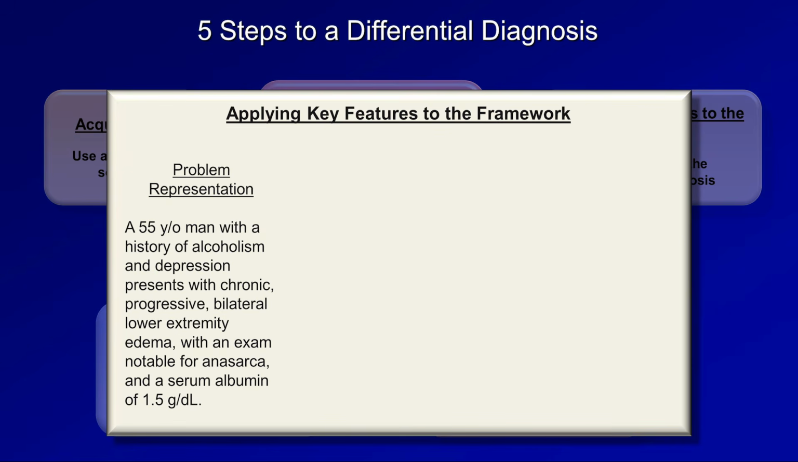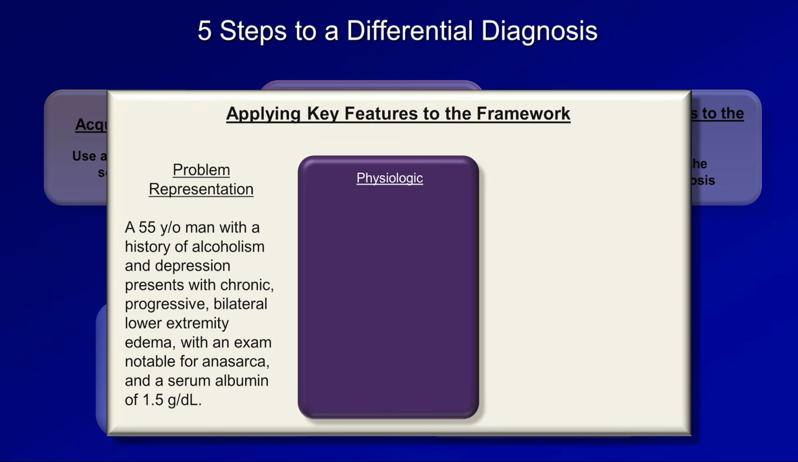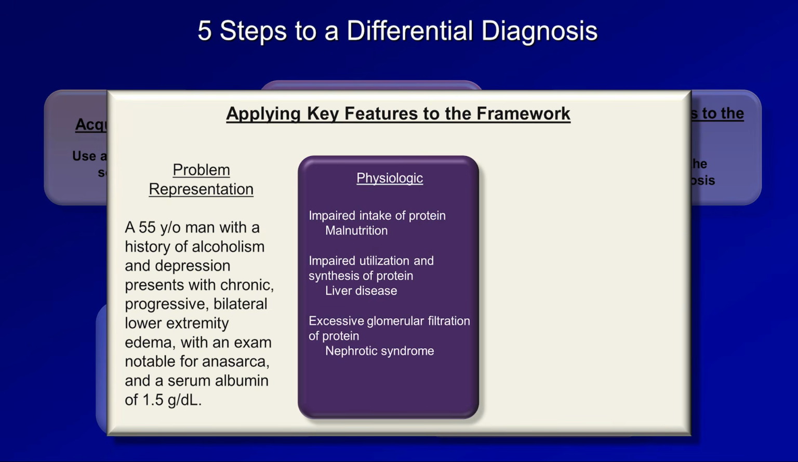One of the several frameworks one might employ for this case might be a physiologic one, where there are 4 categories for the 4 major mechanisms of hypoalbuminemia. There is impaired intake of protein, seen in malnutrition, impaired utilization and synthesis of protein, seen in liver disease, excessive glomerular filtration of protein, seen in the nephrotic syndrome, and excessive GI loss of protein, a syndrome known as protein-losing enteropathy.